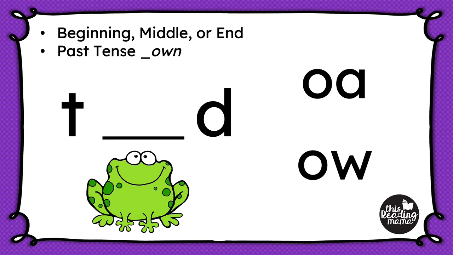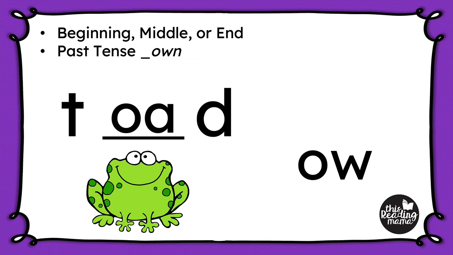So I would say, is it a past tense own word? And of course, we can hear the D at the end, toad, and it's not a past tense word. So we're going to say no, it's not. And that tells us we need to finish spelling toad with the OA, not the OW. All right, one more word real quick.